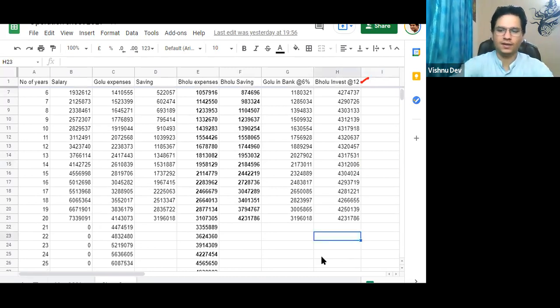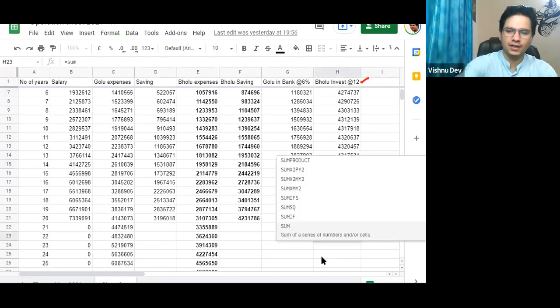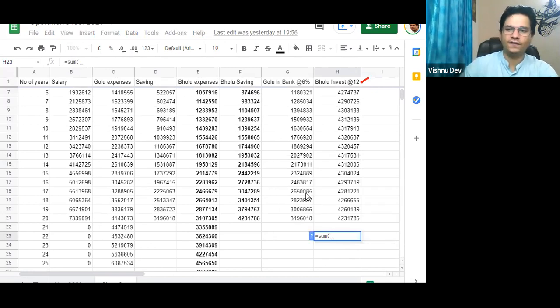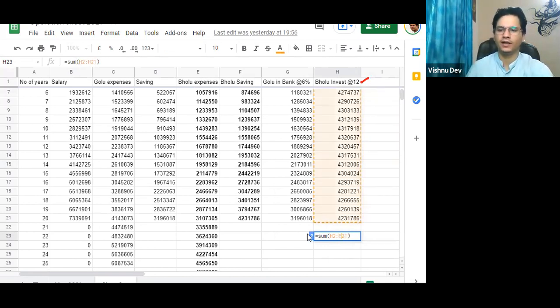Let us see how much Bholu will get after 20 years. After 20 years, let us see how much Bholu will get. So I hope all of you remember from yesterday's class, Bholu will get something around 8.5 crore. Returns is the interest, hai na? So Bholu will get 8 crore 50 lakh.